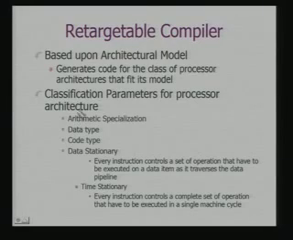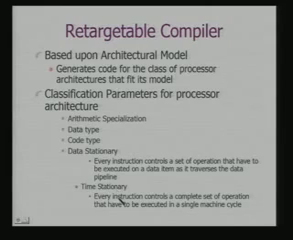So there are various ways to classify parameters for processor architecture. It can be an arithmetic specialization, that is whether you are using real or floating or integer or fixed point data type. Then code type. Now code type can be of two kinds, in fact: data stationary or time stationary. In data stationary, every instruction controls a set of operations that have to be executed on a data item as it traverses the data pipeline. So this is called the data stationary code type architecture.